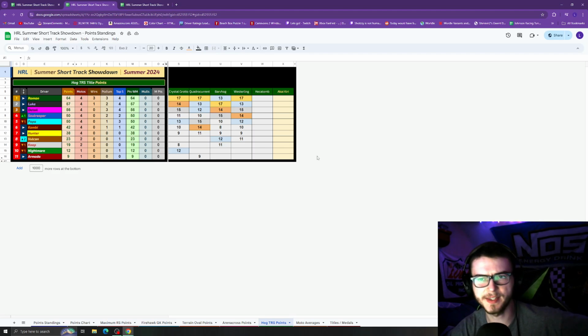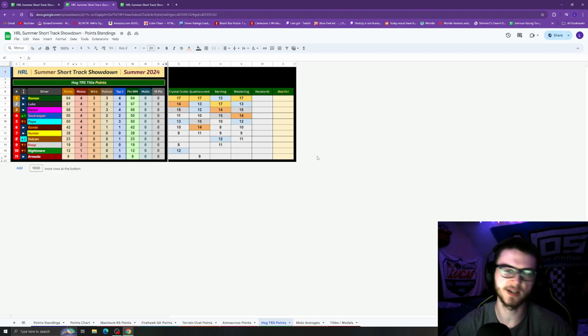Hog TRS is the same deal as Detail in Arena Cross, but now with Roman in this one. So yeah, again, GK is definitely the closest. Terrain Oval, I definitely have a pretty significant advantage. AX, Detail has a pretty significant advantage. Hog TRS, Roman has a pretty significant advantage. That being said, it is a similar type of deal. Detail and I aren't that far back. So if Roman has a really rough race in the next one, and one of us wins, and then setting up for the last race, there's a potential that it could get kind of interesting.